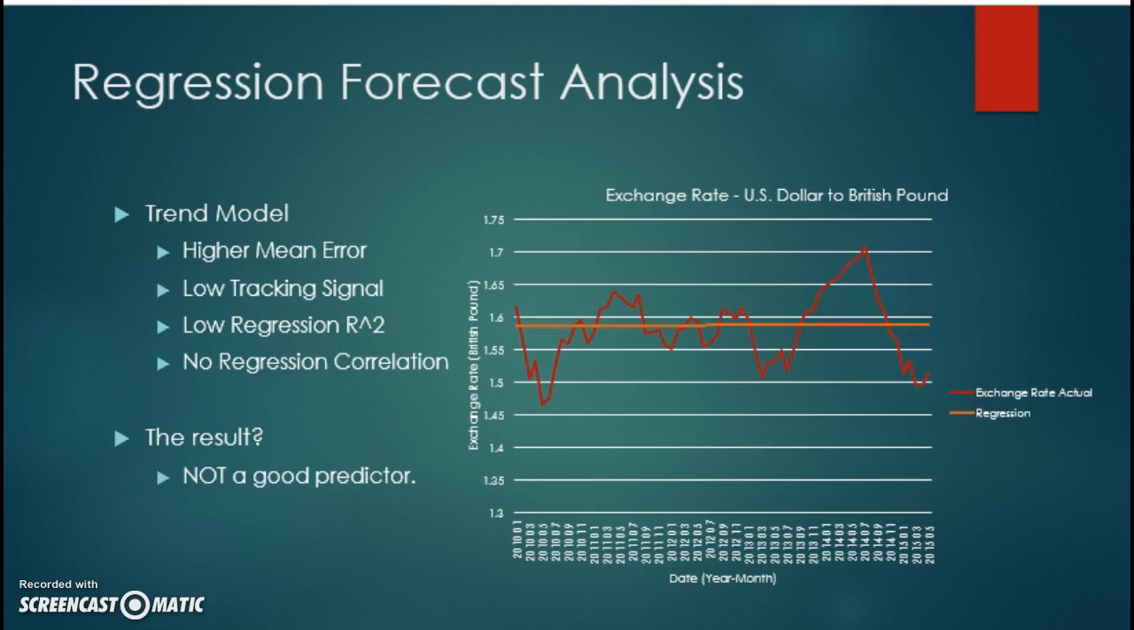The first one, regression forecast analysis, as we can see represented by the orange line on our graph on the screen, is a trend model that resulted in higher mean error, low tracking signal, low regression R-squared, and little to no correlation whatsoever in our data. The result? Not a very good predictor.